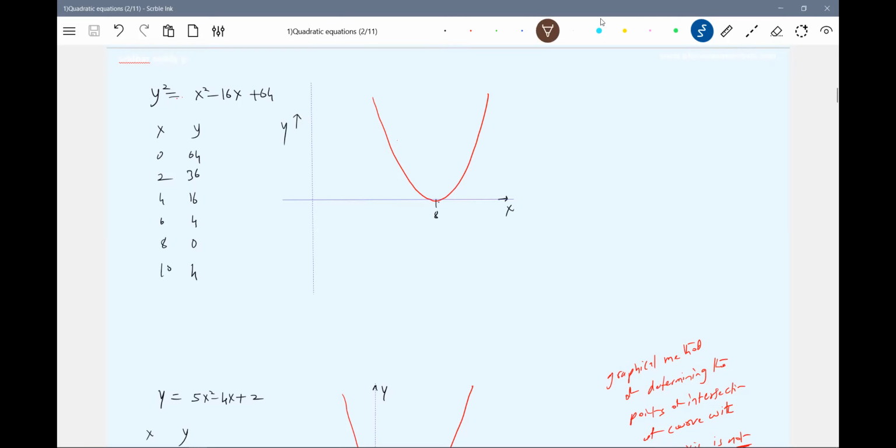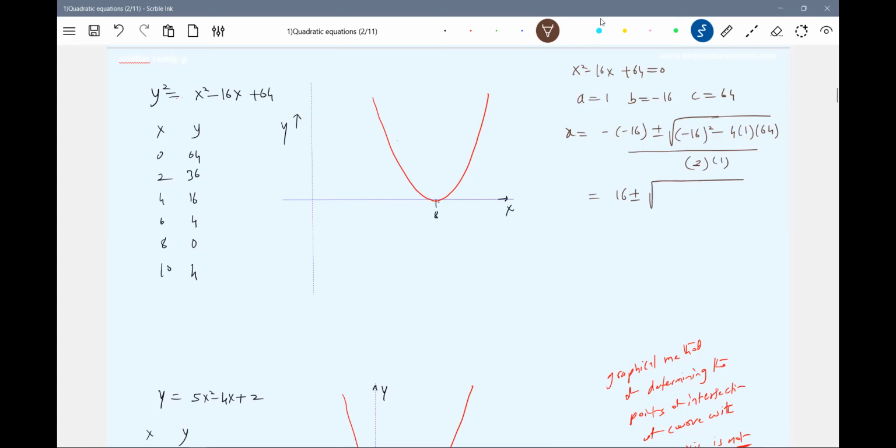So then again, I'll begin with x square minus 16x plus 64 equal to 0. Let me directly write it. What is the value of b? a equal to 1, b equal to minus 16, c equal to 64. So we'll calculate the roots. This will be minus of minus 16 plus or minus square root of 16 whole square minus 4 into 1 into 64, all divided by 2 into 1.